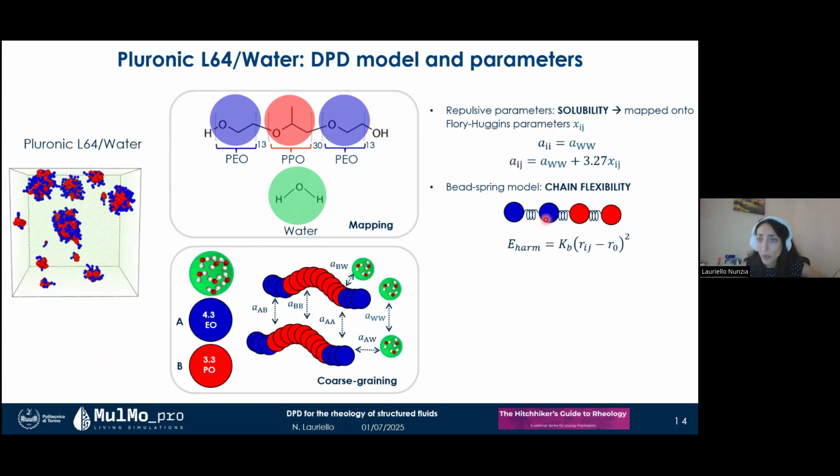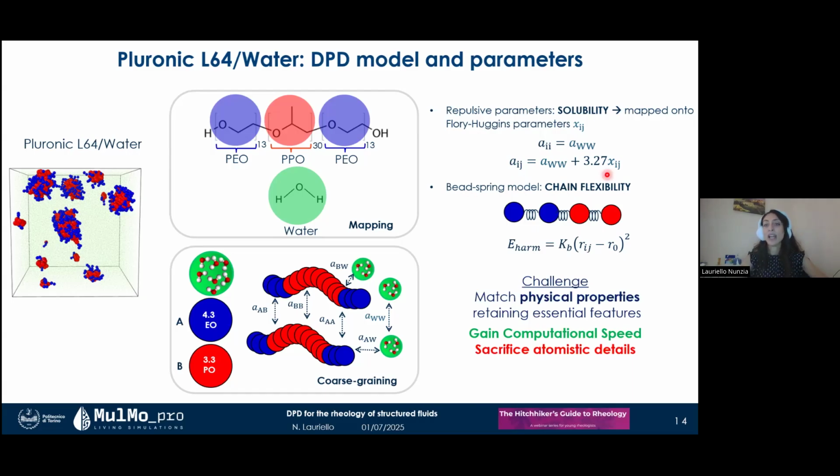Beads within the chain are connected through the bead-spring model, and the parameters of the harmonic potential are responsible for chain flexibility in the system. The coarse-graining procedure allows us to gain computational speed, but at the same time, a lot of atomistic details are sacrificed. So let's keep in mind that the main challenge is to match physical properties retaining essential features.